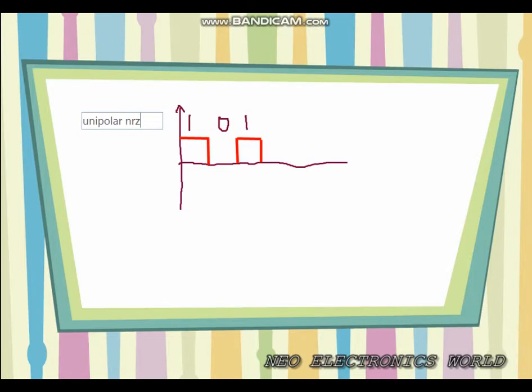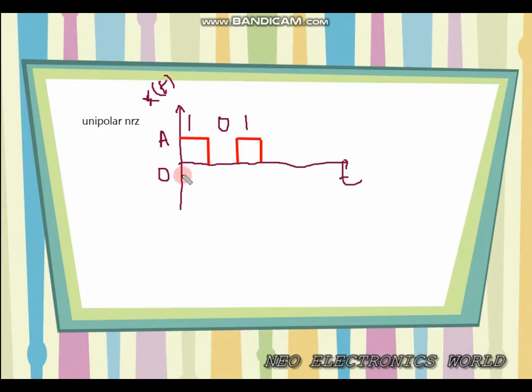Here we can see that only 0 and 1 are used. Let this level be equal to 0 and the amplitude of this particular one be equal to A. Then what we can say? This is the y axis and this is x of t, and this is t. Then what is x of t?